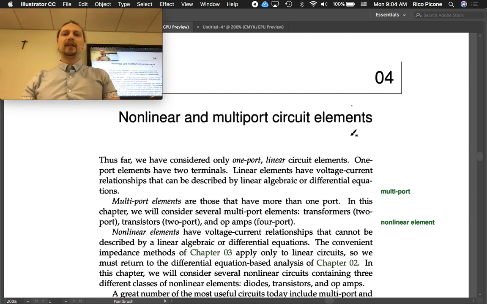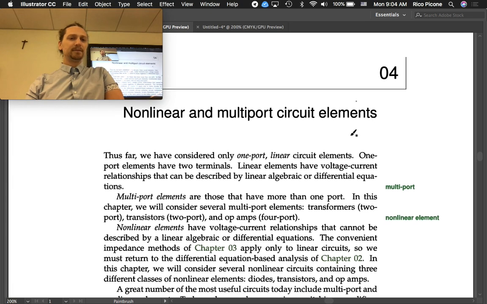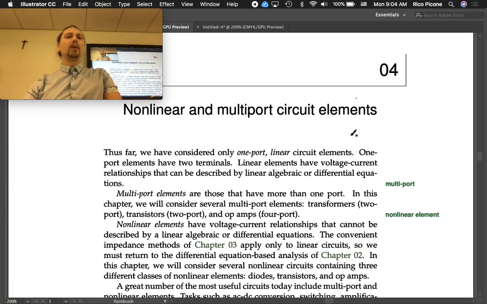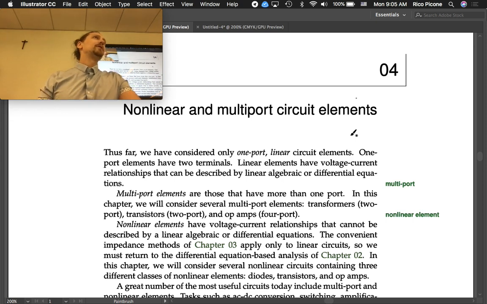So, chapter 4, nonlinear and multiport circuit elements. Thus far, we have considered only one-port linear circuit elements. One-port elements have two terminals. So our resistors, our sources, our inductors, capacitors have all had two terminals, and so they've all been one-port elements. Linear elements have voltage-current relationships that can be described by linear, algebraic, or differential equations. So everything that we've talked about so far has had that quality.